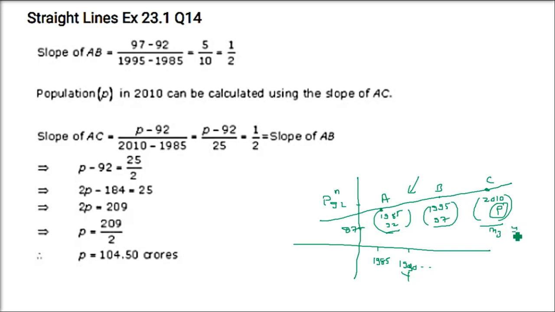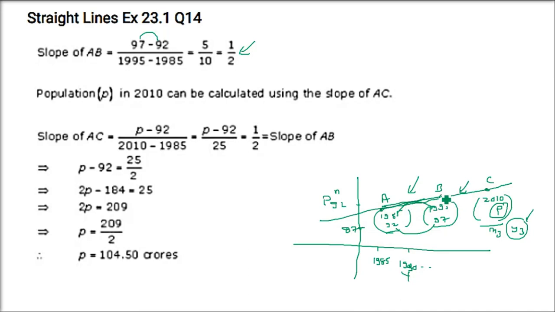If we assume the point to be x3, y3, you have to find y3. So slope of AB equals slope of BC equals slope of AC. All these three segments will have the same slope. So let us find AB: 97 minus 92 by 1995 minus 1985, it will be half. Now since the lines are the same, the slope will be the same.